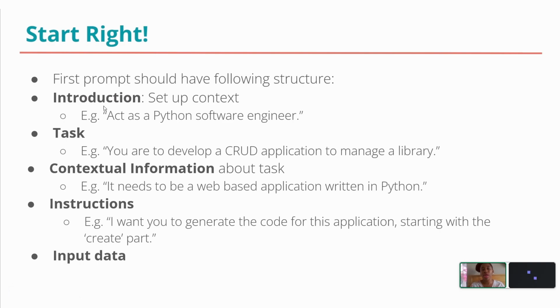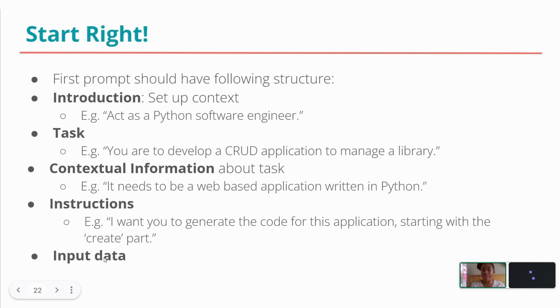Your first prompt is going to include that context and the task that you're going to do. So we're going to develop a CRUD application to manage a library. Then we give it a context: it's going to be a web-based Python application. And then we give instructions. The first prompt has to contain all these. I want you to generate the code for this application, starting with the create part.